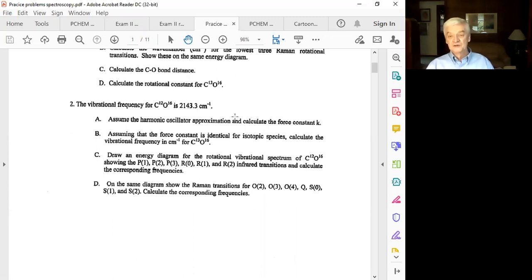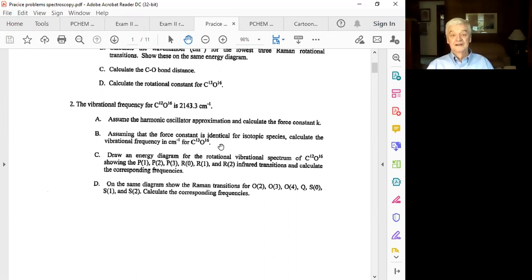So practice some of those calculations. You may be carrying some exponents along, like the speed of light in there and stuff. So make sure you've got your calculator in shape to do that.